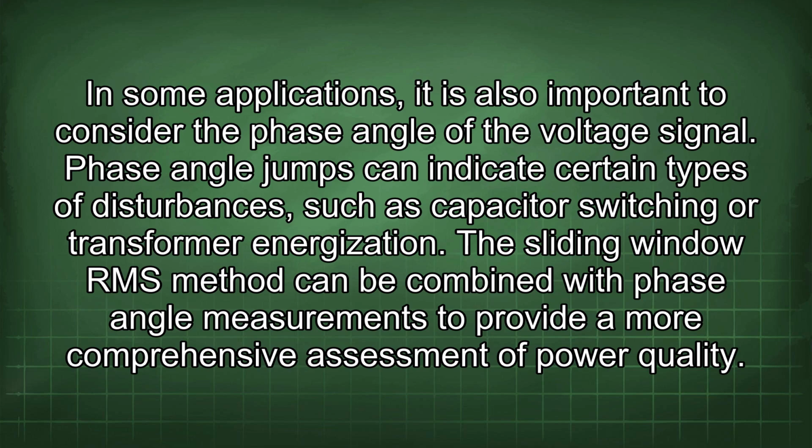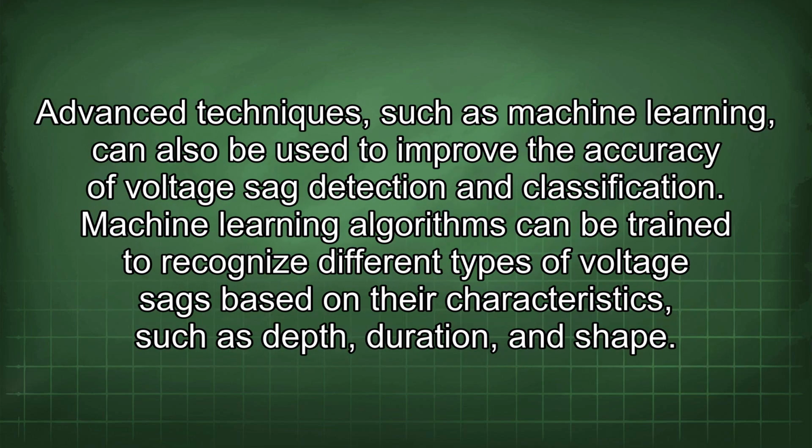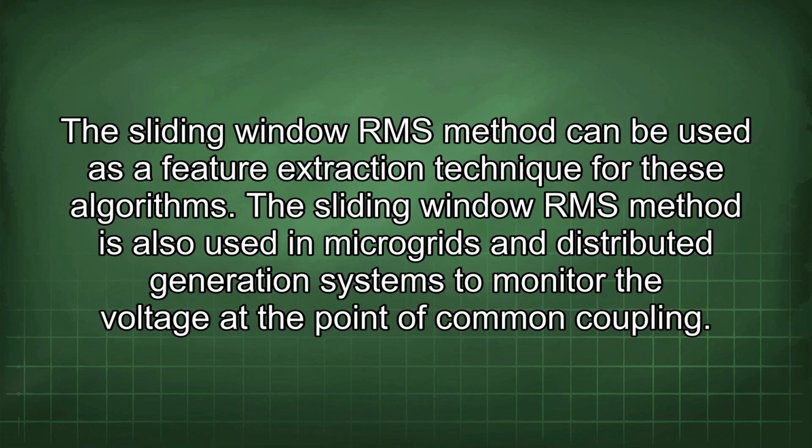The sliding window RMS method can be combined with phase angle measurements to provide a more comprehensive assessment of power quality. Advanced techniques, such as machine learning, can also be used to improve the accuracy of voltage sag detection and classification. Machine learning algorithms can be trained to recognize different types of voltage sags based on their characteristics such as depth, duration, and shape. The sliding window RMS method can be used as a feature extraction technique for these algorithms.